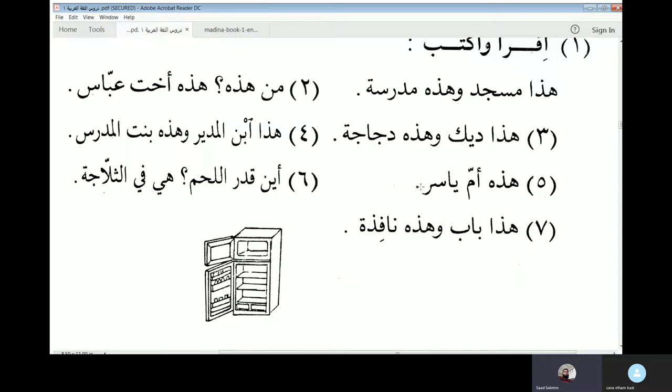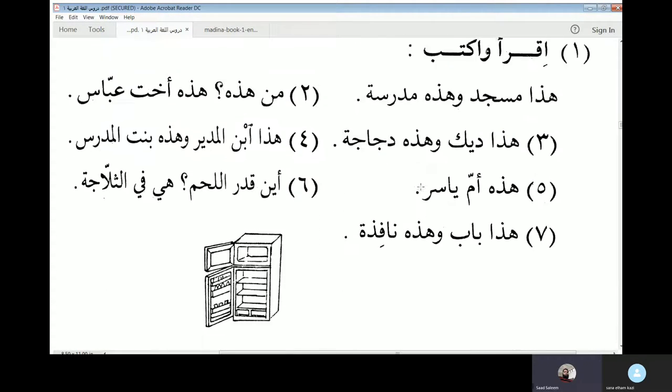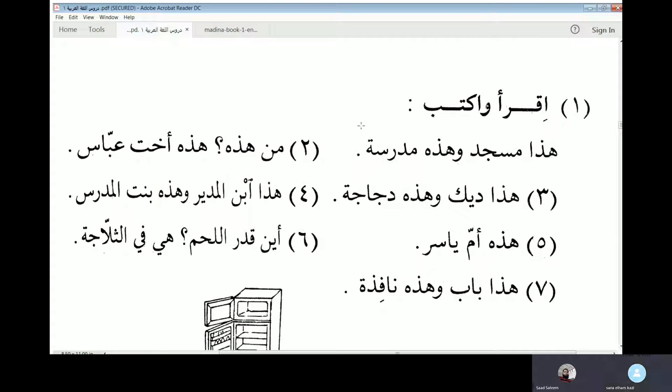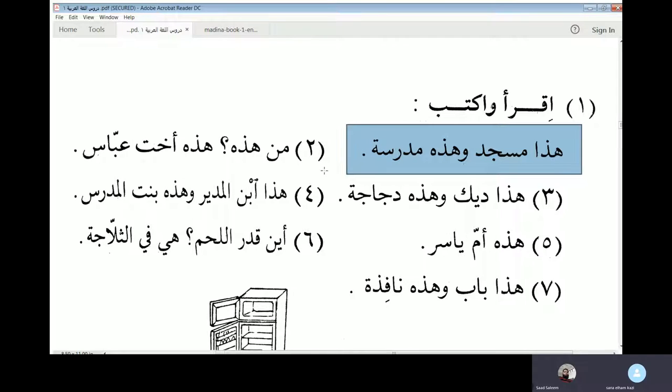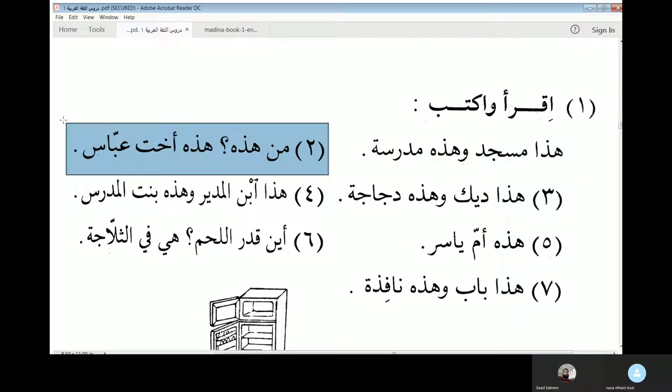Okay. Iqra, waktu, we have 7 sentences. Mr. Mujadda, read the 3 sentences. Okay. Iqra, read and write. Hadha masjidun wa hadhihi madrasatun. So this is a masjid and this is a school. Man hadhihi? Hadhihi ukhtu Abbasin. So who is this? This is Abbas' sister.